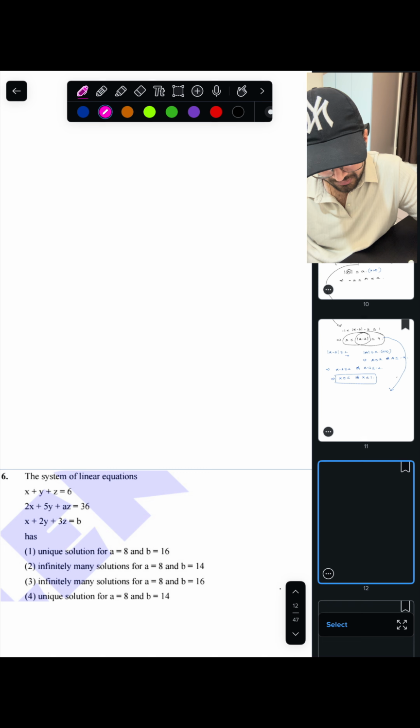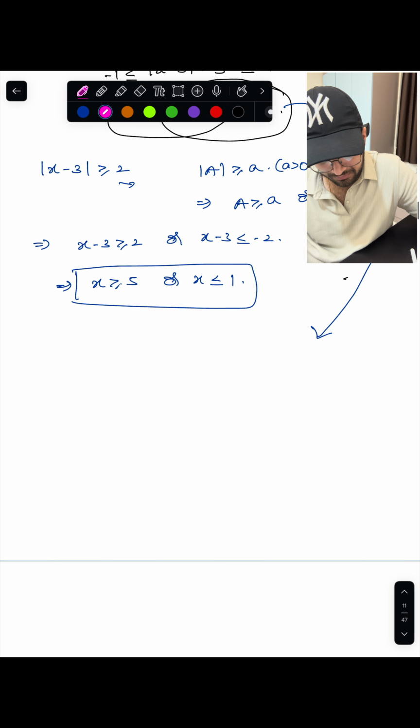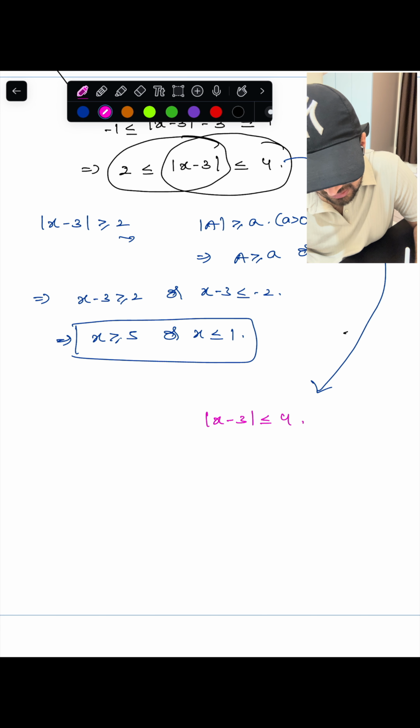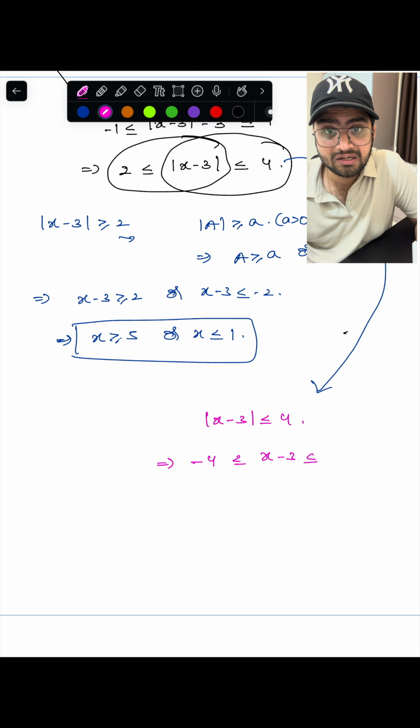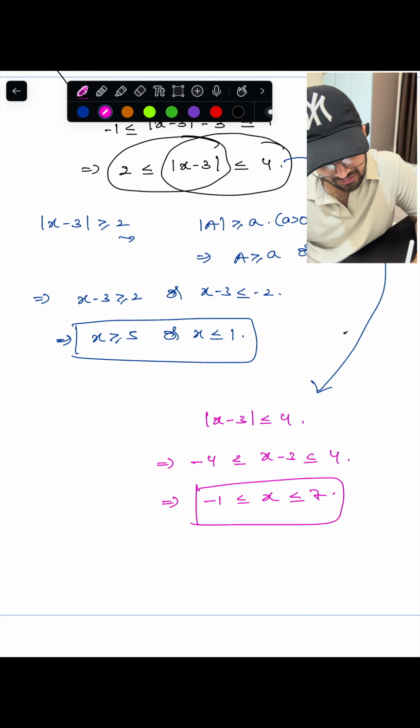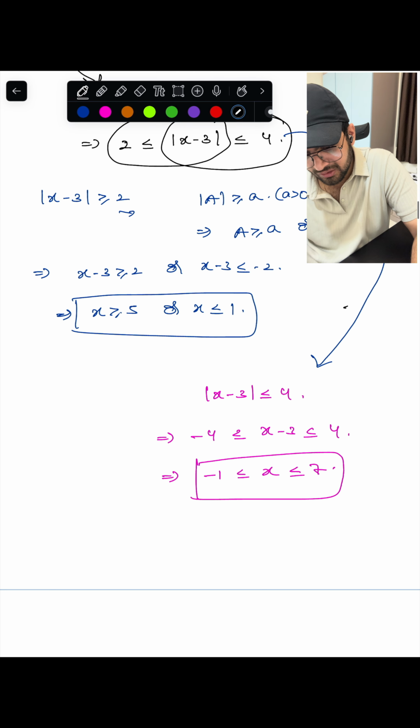Okay, and similarly solving this part, so I will add a page here. So mod of x minus 3 less than or equals to 4 means minus 4 less than or equals to x minus 3 less than or equals to 4. I will add 3: minus 1 less than or equals to x less than or equals to 7. So now you need to take the intersection of these two parts.